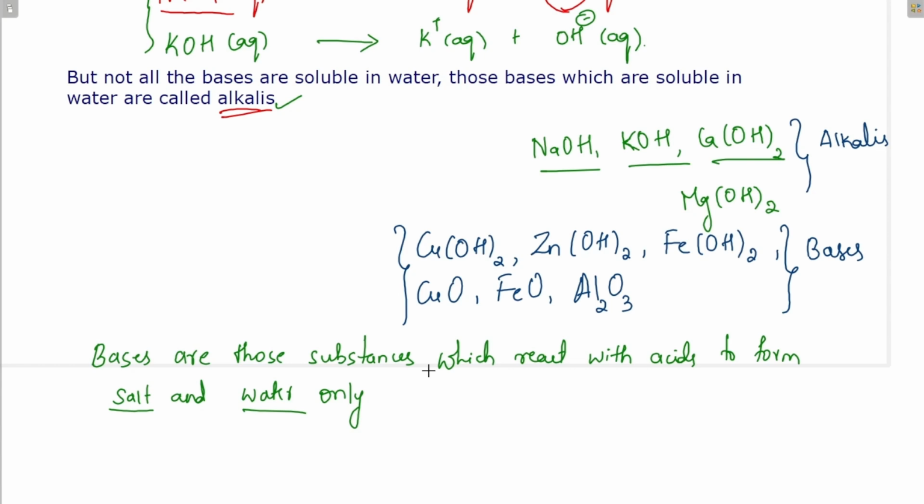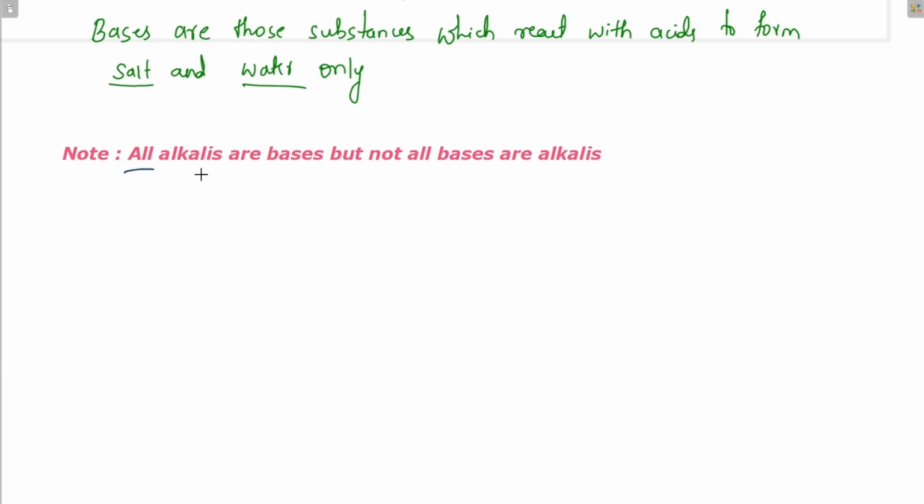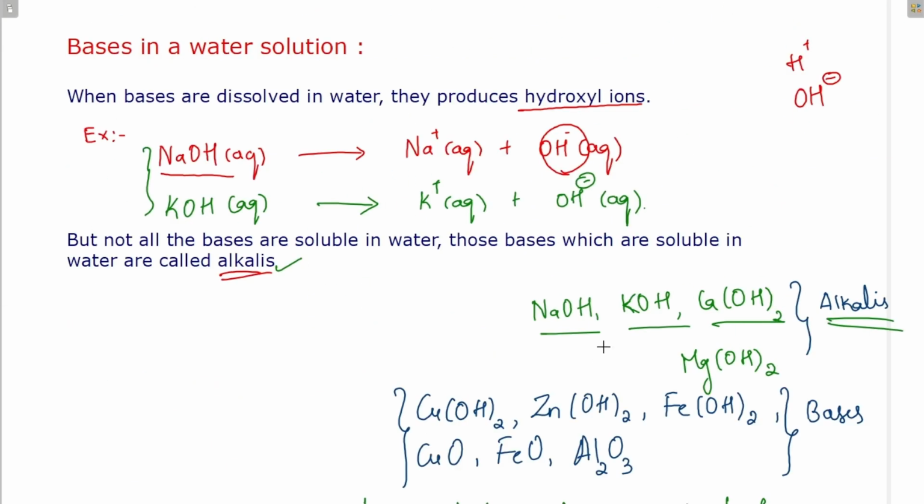In your higher classes, you are going to study still more definitions of acids and bases from different perspectives. Right now, understand that acids are those substances which produce H plus ions in water, and bases are those substances which react with acids to form salt and water only, because they neutralize the effect of acids. The most important point to remember is that not all bases are alkalis. Only those bases which are soluble in water are called alkalis. So all alkalis are bases, but not all bases are alkalis. This is all about acids and bases in a water solution.